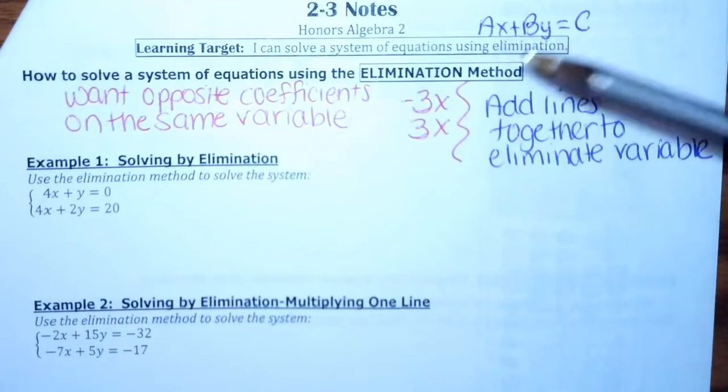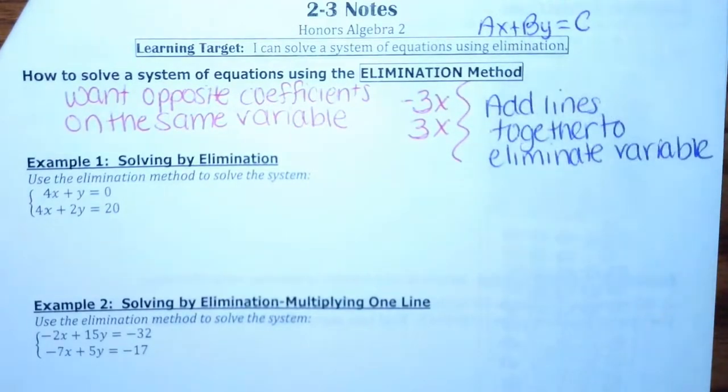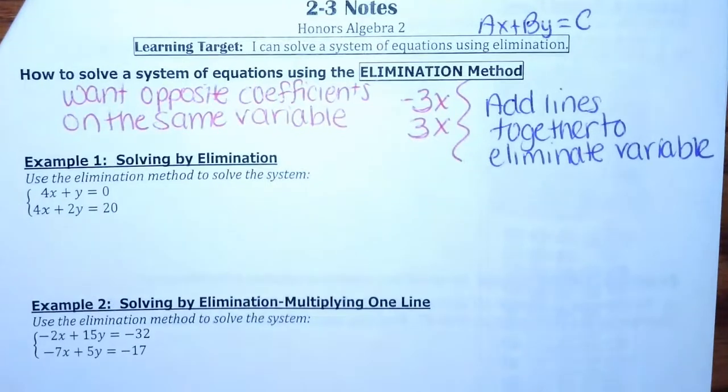I just did a little example: negative 3x and x. That's what you'd want it to look like when I say opposites. I just mean one's positive and one's negative. And then you just add the two lines in the system together, and that will eliminate that variable, leaving you with the other variable that you're trying to solve for. So just a couple of examples to go through.